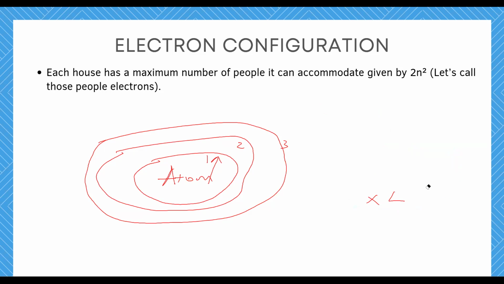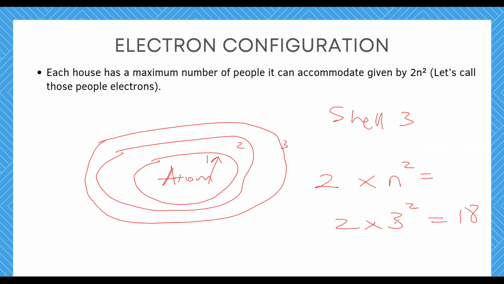Yes. Very good. So now I want somebody to calculate for me what is the maximum number of electrons that can stay in shell number 3. Go ahead and calculate that for me. 18. 2 times n raised to power of 2. So we have 3 raised to power of 2. 2 times this gives us 18. Very, very good. I'm super excited that you are following.